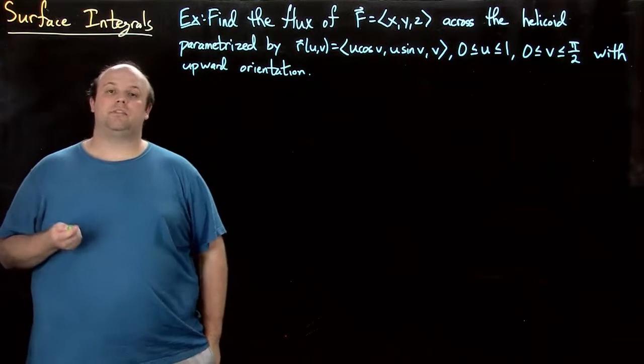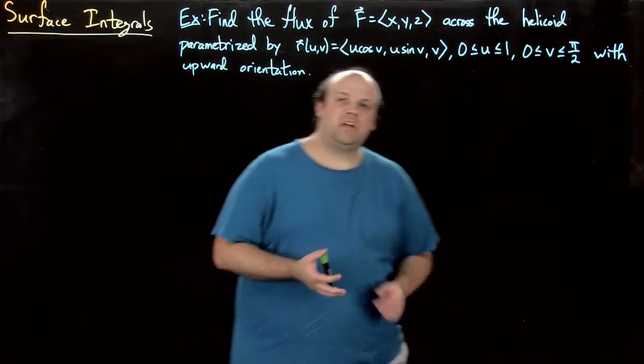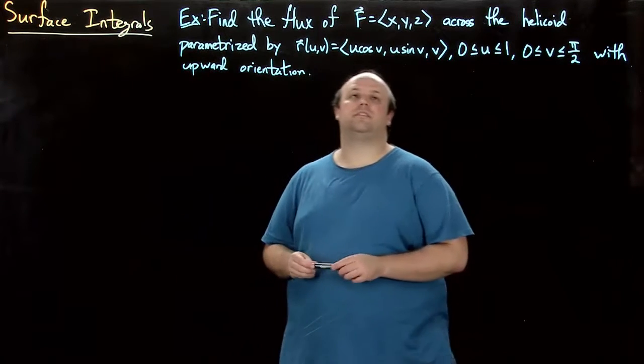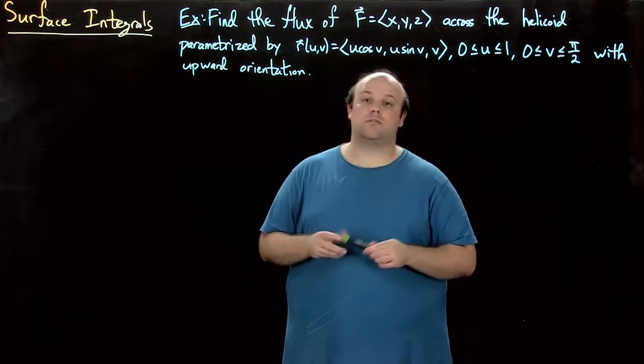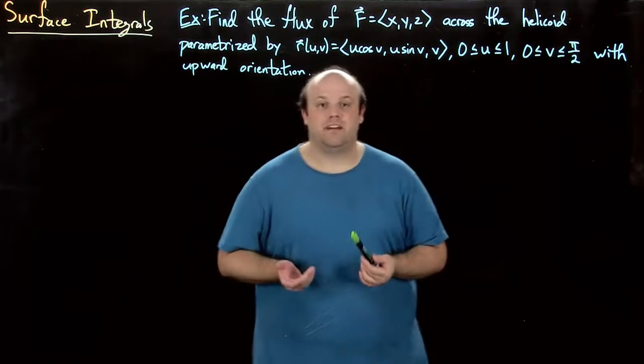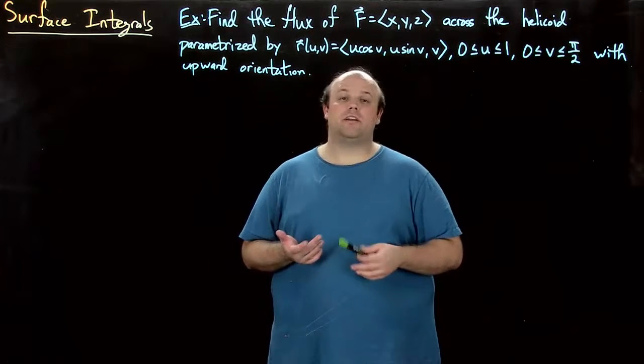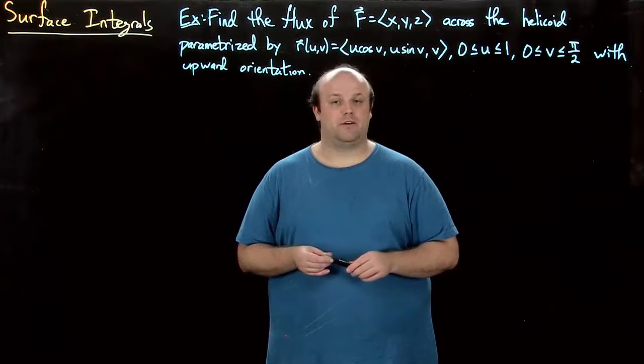Let's do an example of finding the flux. Here we're going to find the flux of this vector field, x, y, z, across the helicoid, which is parameterized by u cosine v, u sine v, v, where u goes between 0 and 1, and v between 0 and pi over 2.